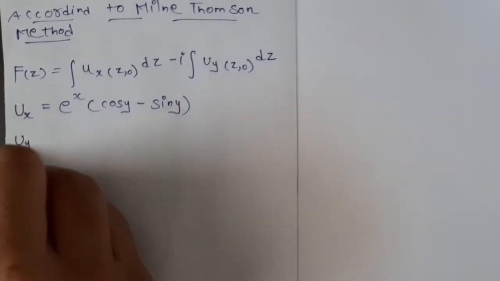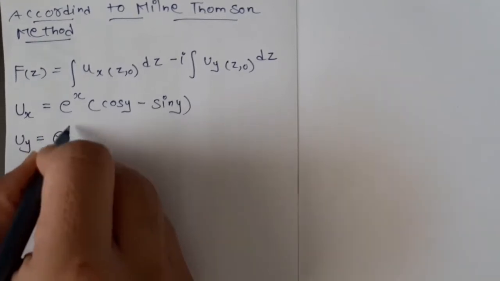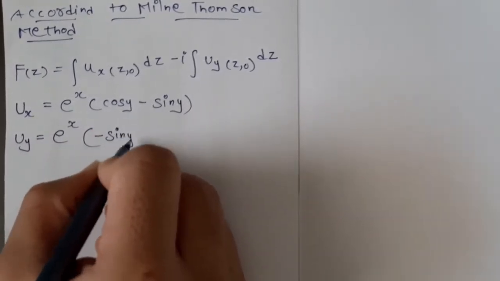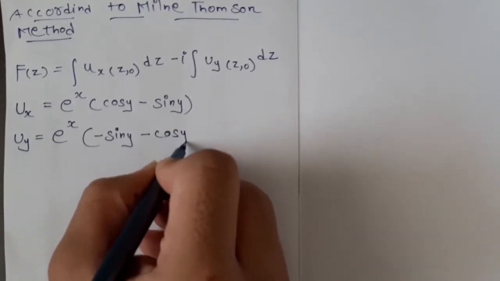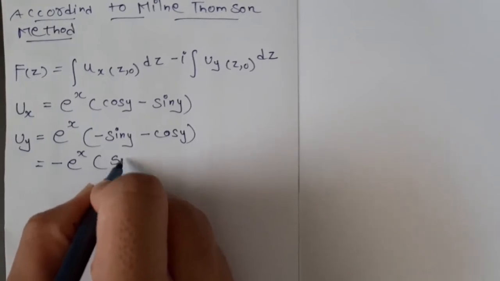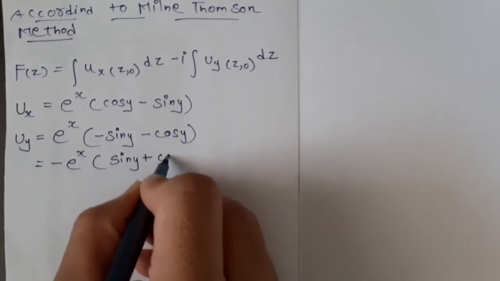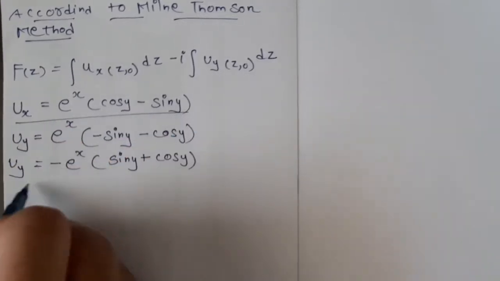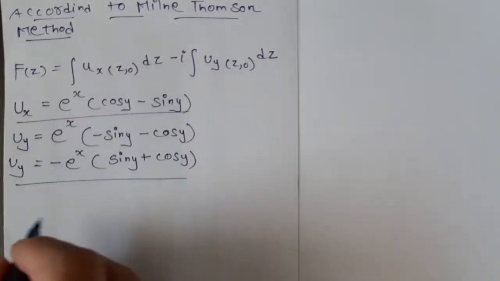And u of y, here it will be e raised to x into cos y, which will be minus sin y, minus cos y. That means it will be minus of e raised to x into sin y plus cos y. Okay, so this is u of y. Now we have to find u of x at z, 0.